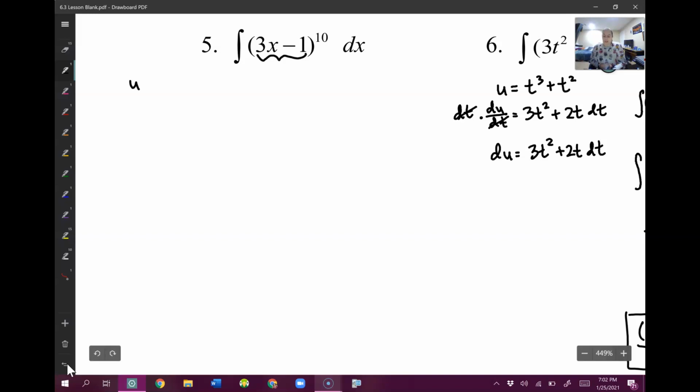So we're going to set this up. U should be 3x minus 1. So du, my derivative of u, du dx, there we go, should be 3, the derivative of that top line. And just like we did in the first video, I'm actually going to move the dx to the other side. So I have du equals 3 dx.